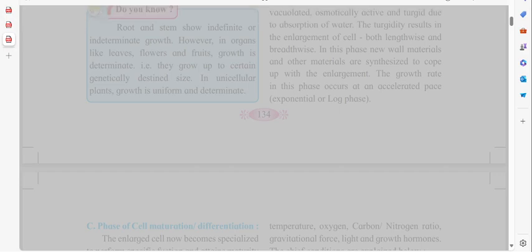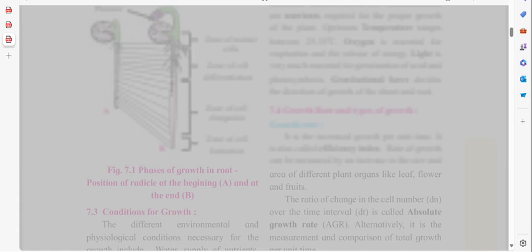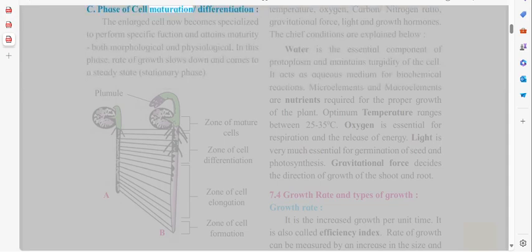Fig. 7.1 Phases of growth in root. Position of radicle at the beginning, A, and at the end, B. Plumule. Zone of mature cells. Zone of cell differentiation. Zone of cell elongation. Zone of cell formation. C. Phase of cell maturation or differentiation.